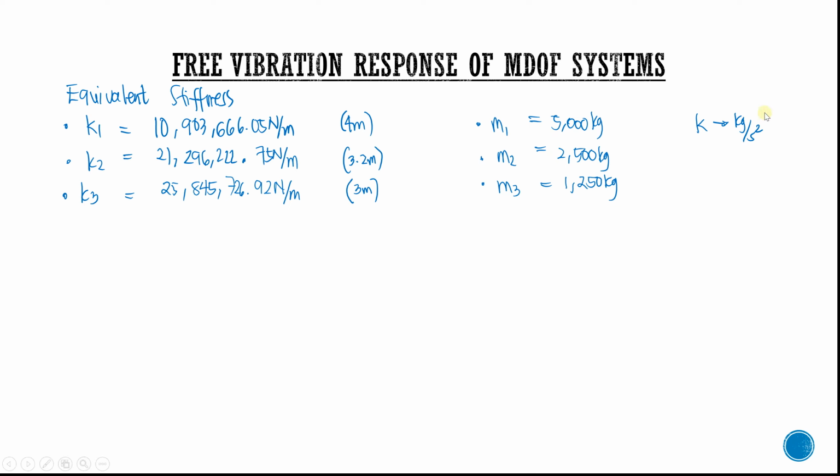We already have our stiffness, then we'll proceed now with our next step. Our next step involves the determination of our stiffness matrix and as well our mass matrix.